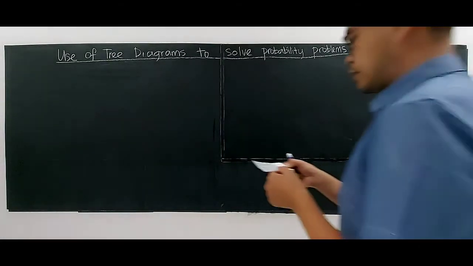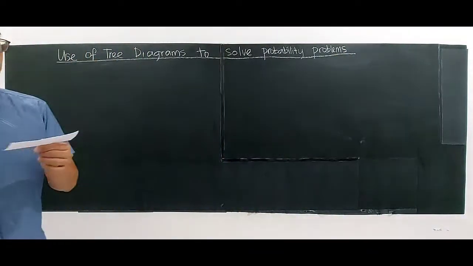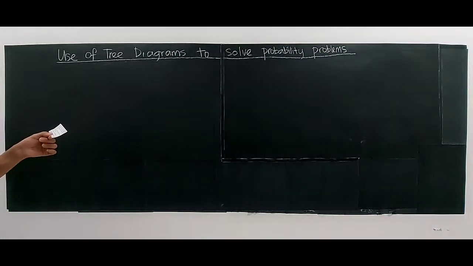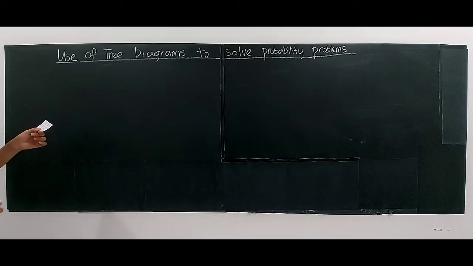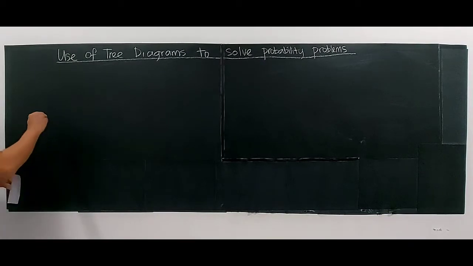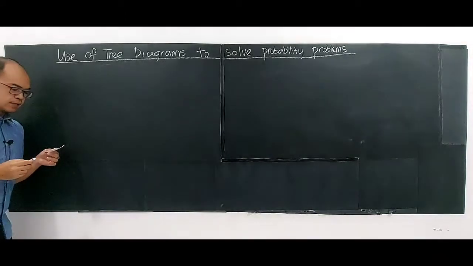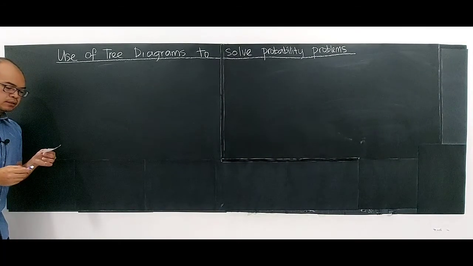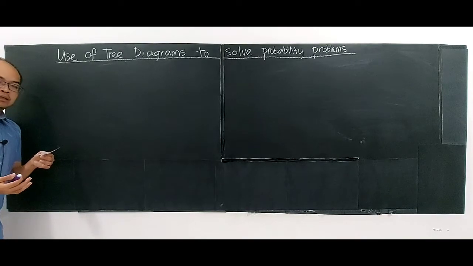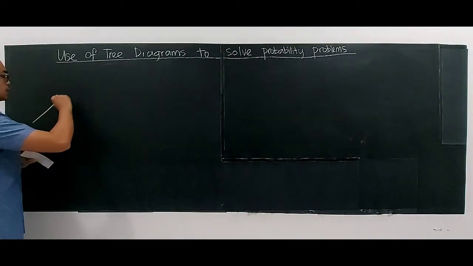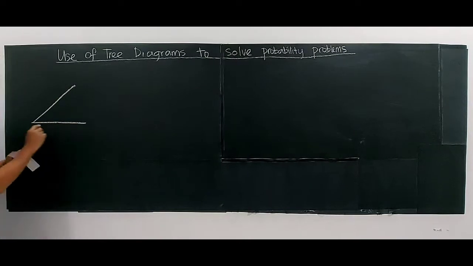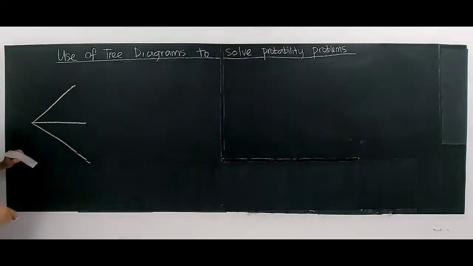The question is asking us to solve this problem: in a tea shop, 70% of the customers order tea with milk, 20% with lemon, and 10% tea with neither, right? Neither means not milk and not lemon. So they have three possibilities for the customer, and a tree diagram is very helpful for these cases.